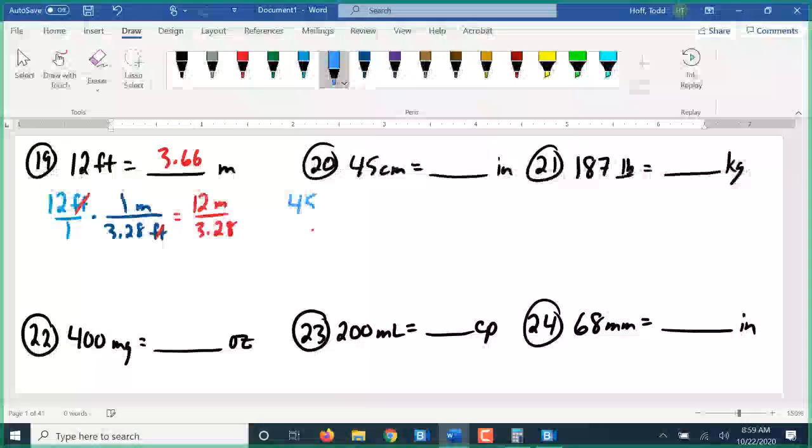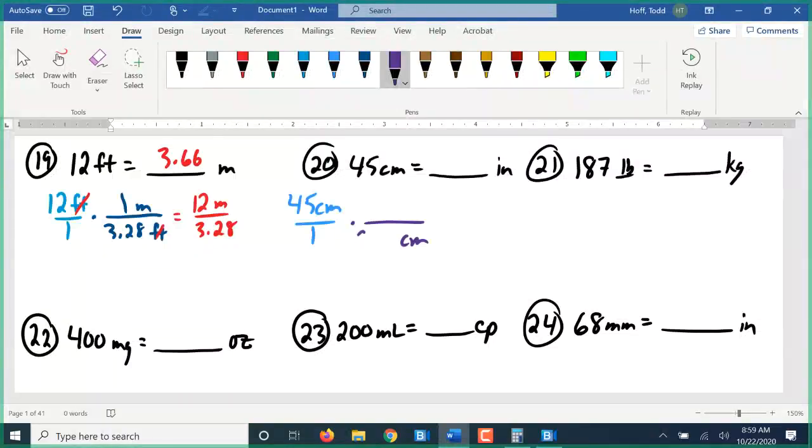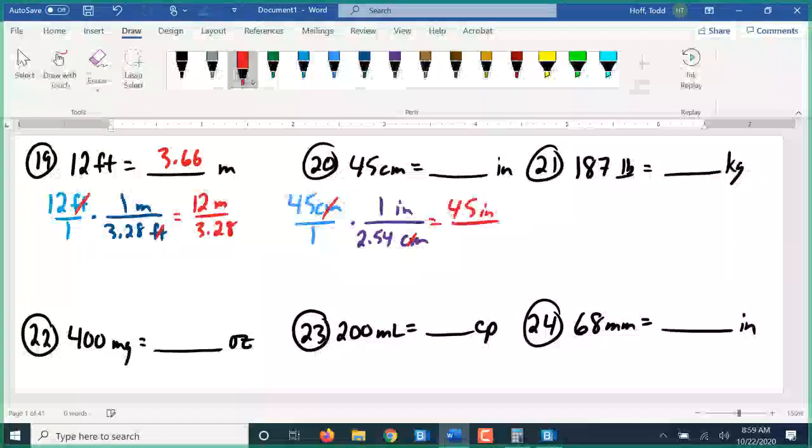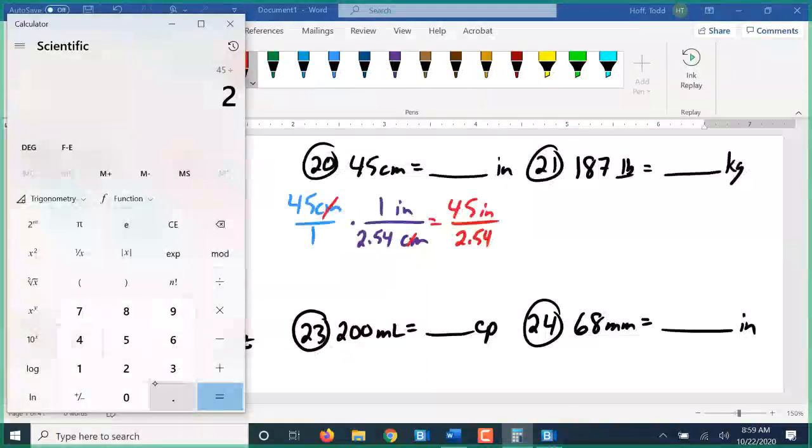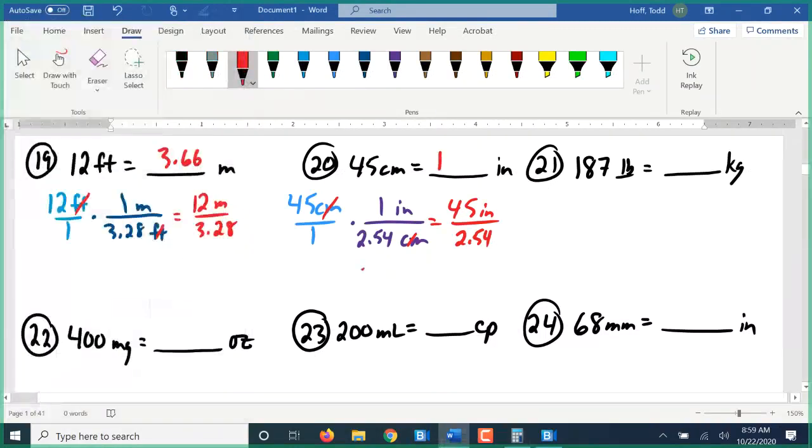45 centimeters going into inches. So put 45 centimeters over 1. This is the one conversion that I have memorized all the time. 2.54 centimeters is 1 inch. Our centimeters cancel out. 45 times 1 inch is 45 inches. 1 times 2.54 is 2.54. 45 divided by 2.54 is 17.72 inches.